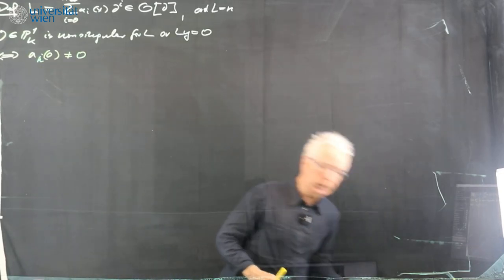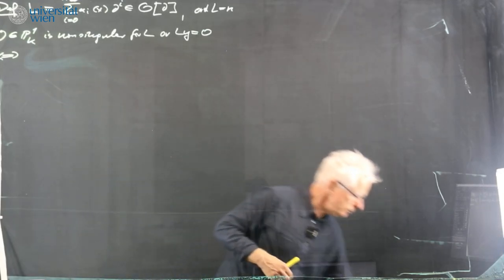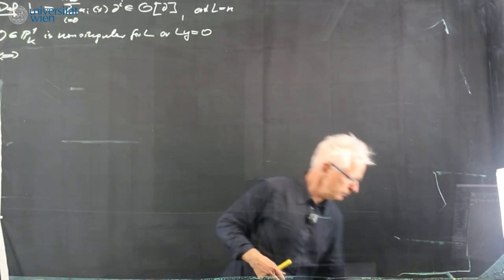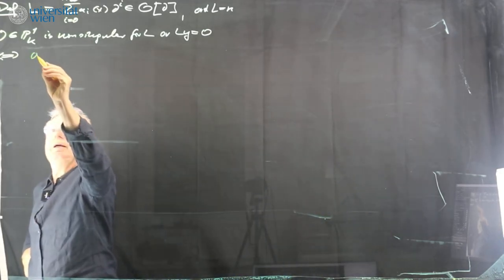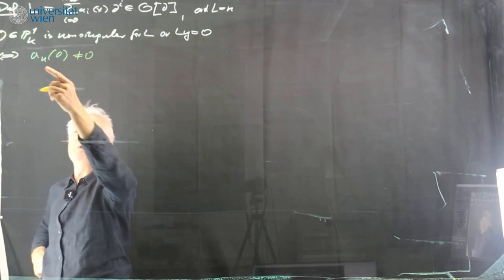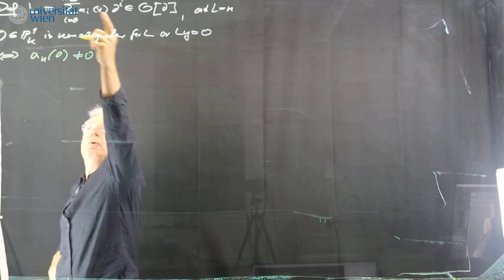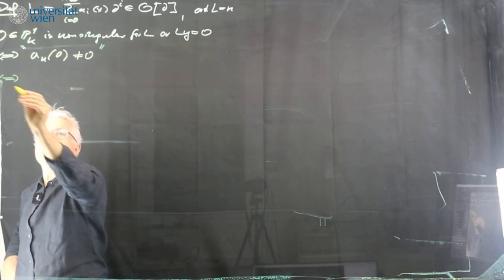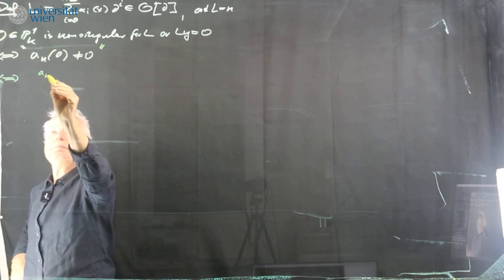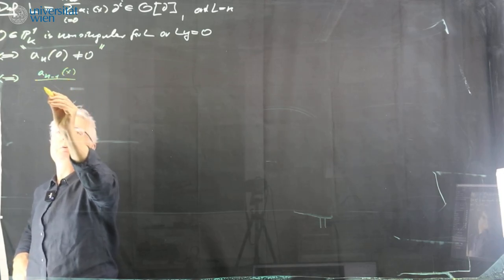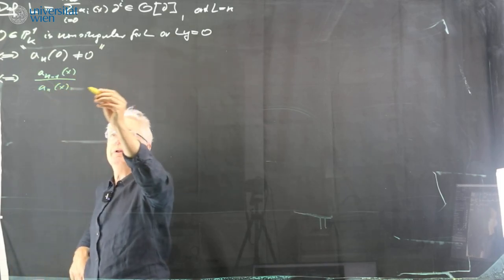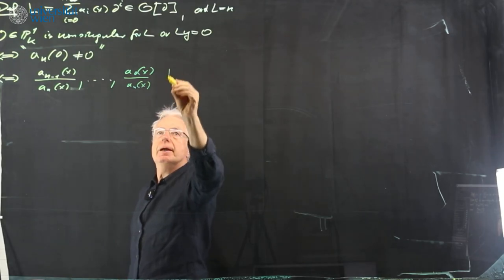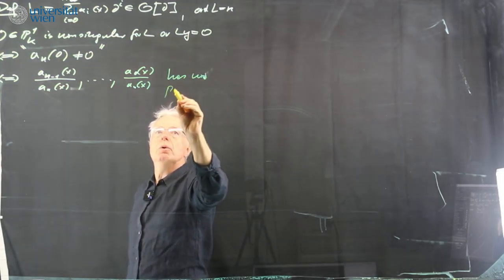So again, a_n at 0 is non-zero, which means that you can divide the whole operator by a_n. But this is not completely correct, because the precise condition would be, if you divide, because you could have cancellations, a_0(x)/a_n(x) has no pole at 0.